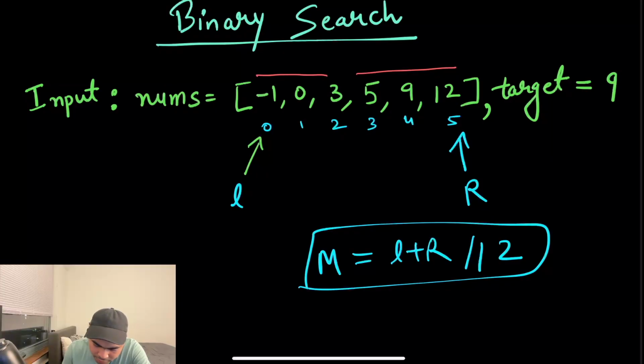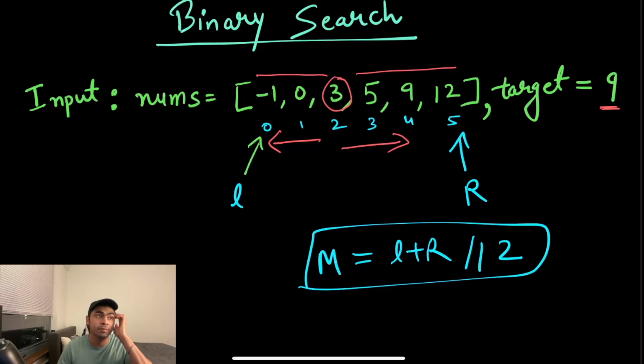This middle was not equal to our target. So we're going to check whether we'll find our target in the part of the array that's greater than the middle number we just found, or in the part that's smaller than the number at the mid index. In this case, we can definitely tell that 9 is greater than 3.